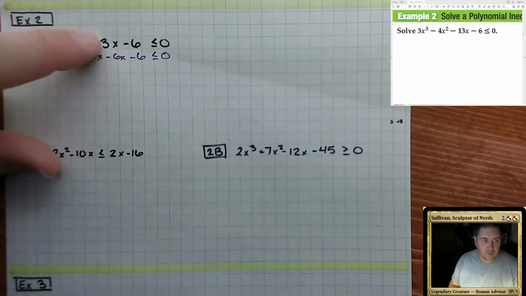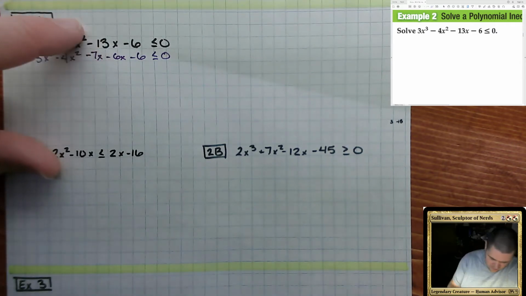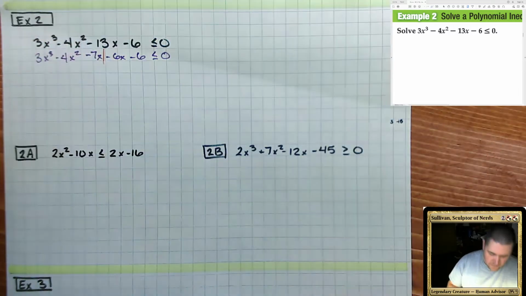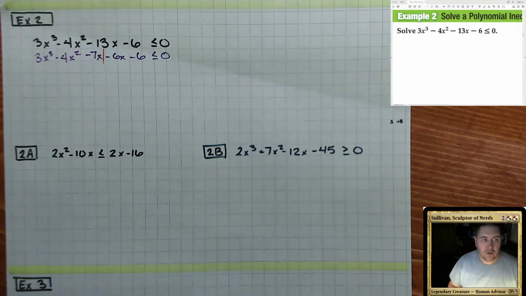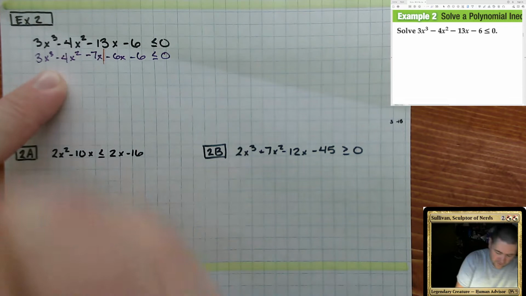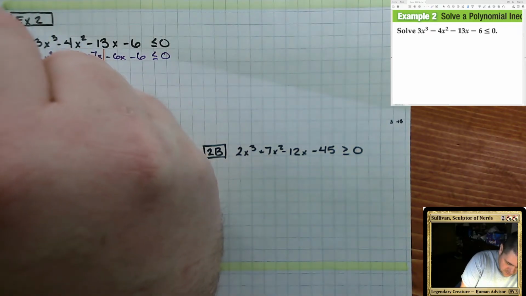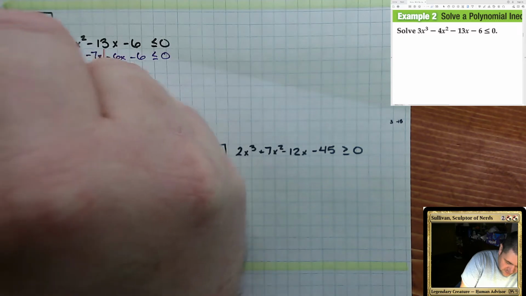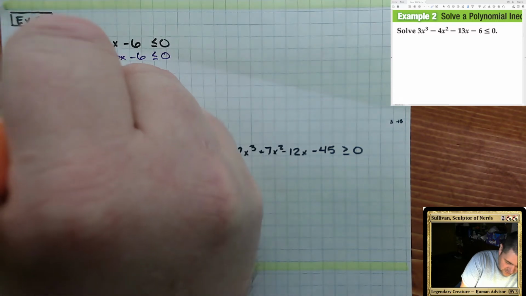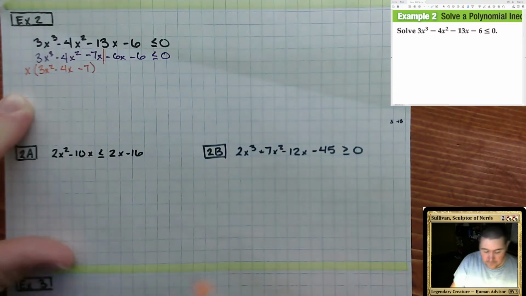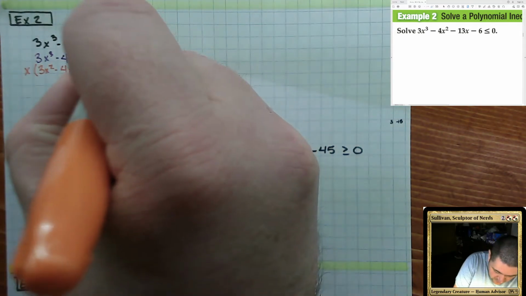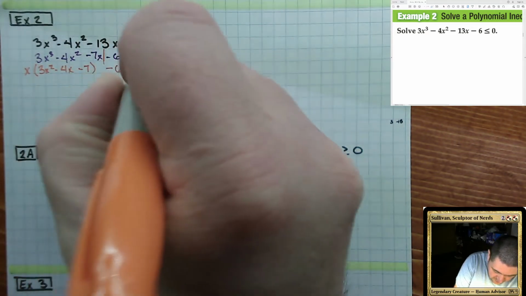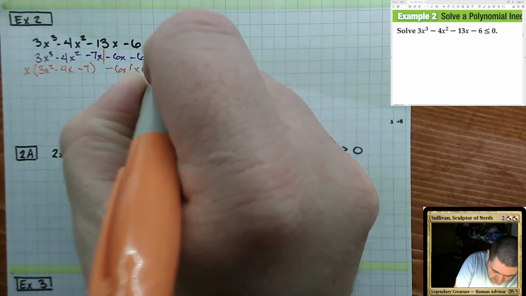Now, do you see how if I cut it right here and factor by grouping, if I take an x out, I'm left with 3x squared minus 4x minus 7, which is a factorable quadratic. Over here, if I take out a negative 6x, I'm left with x plus 1.